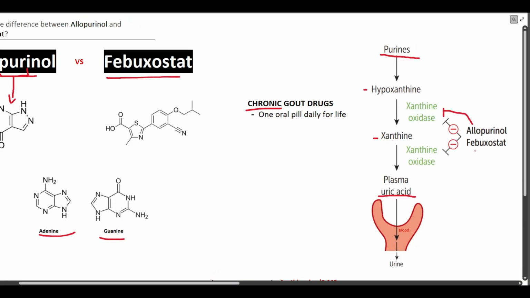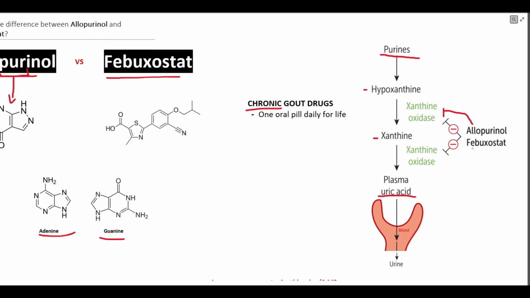Febuxostat, on the other hand, binds to a different binding site, and it doesn't matter whether the hypoxanthine is bound or not, it's always going to inhibit xanthine oxidase, whereas allopurinol acts more as a competitive inhibitor because it's competing with these two substrates. If we inhibit xanthine oxidase, our uric acid levels are going to drop, but our xanthine and our hypoxanthine levels are going to increase.